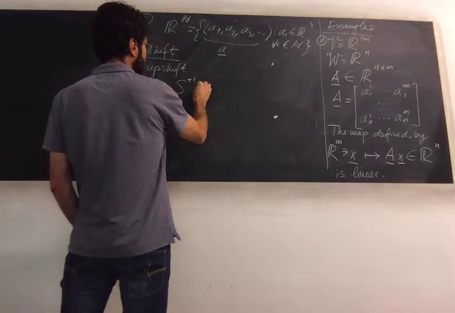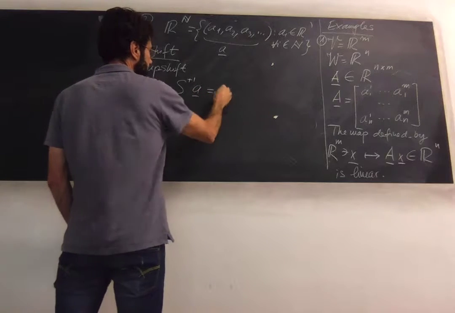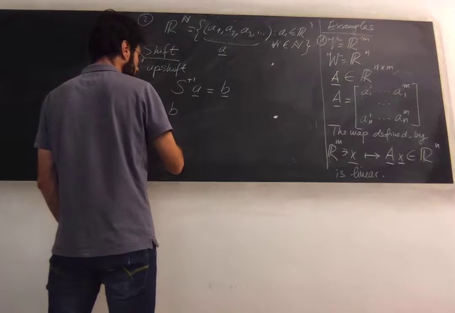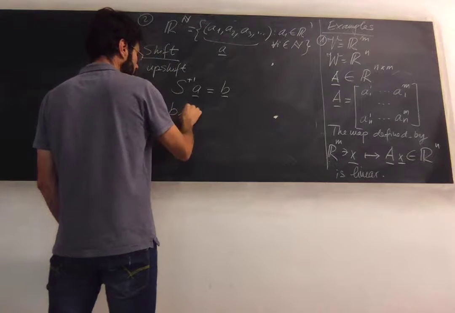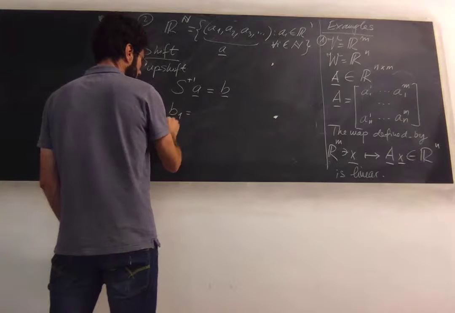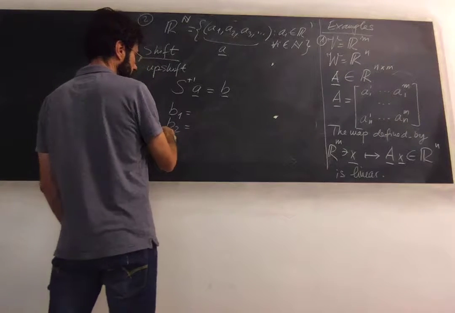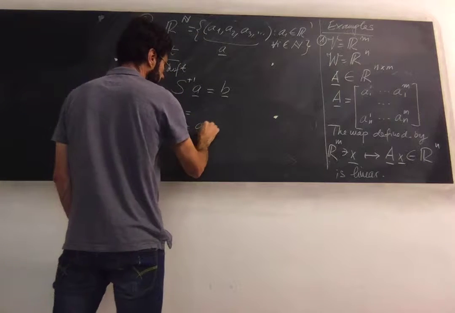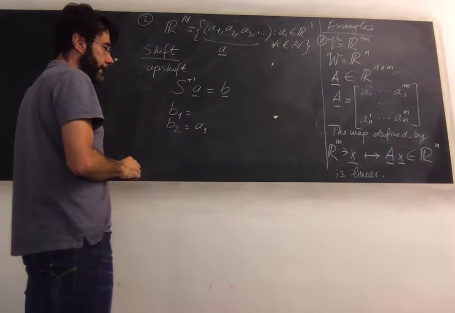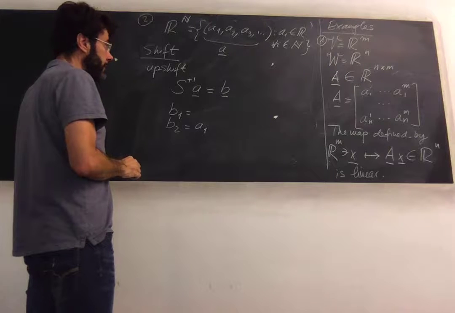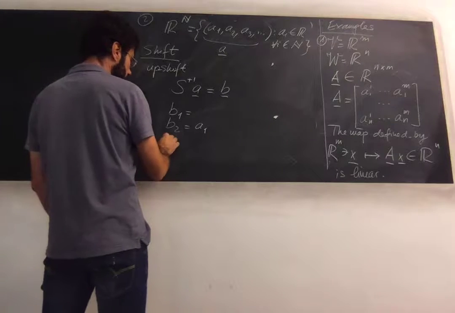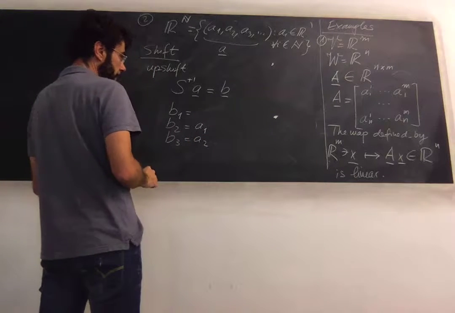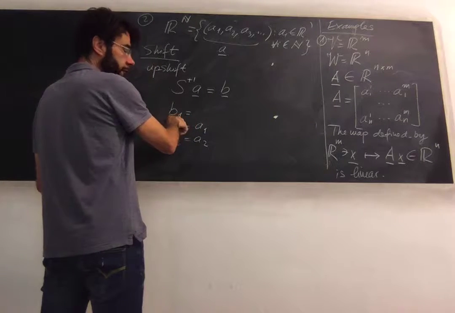So this is going to be a new sequence. Let me call it B, where the first entry of B is, well, let's think about that a bit later. But the second entry of B is a1, and the third entry of B is going to be a2. Of course, I have to take care also of the first entry.